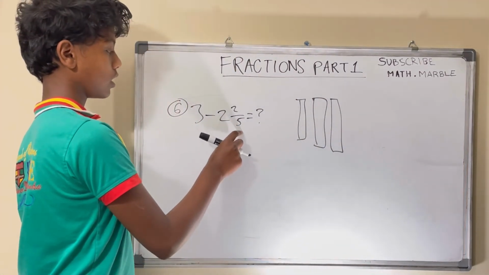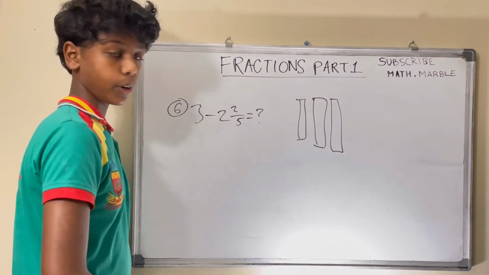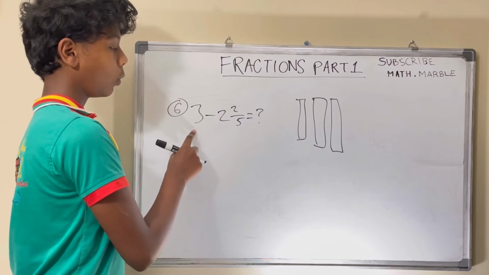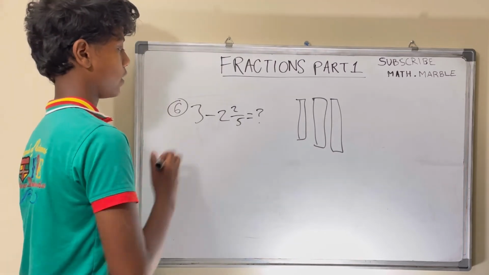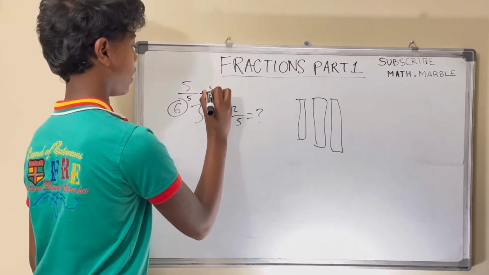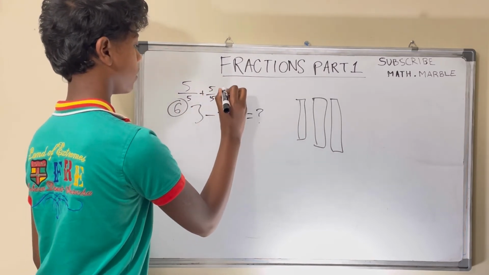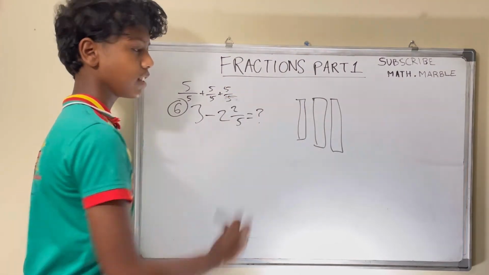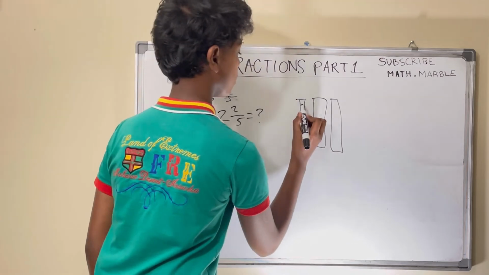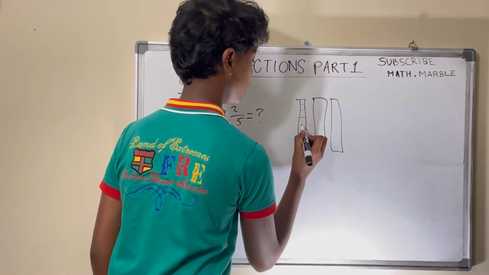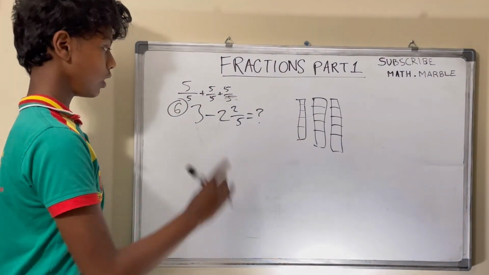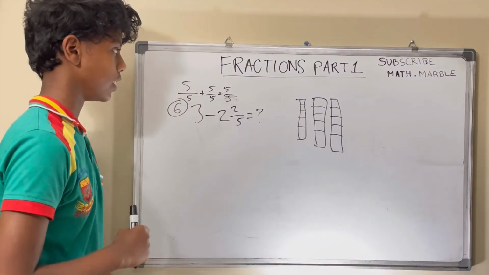And our fraction, our other part, is 5. That means we should divide our whole number into 5s. So it's 3 equals 5/5 plus 5/5 plus 5/5. So each of these are 5 pieces of chocolate in a 5-piece bar. So 1, 2, 3, 4, 5. I have 3 whole chocolate bars.